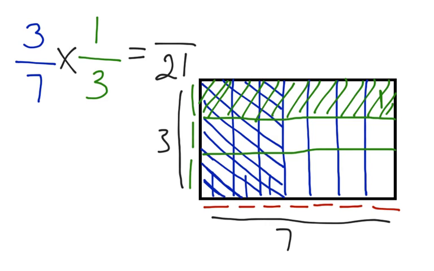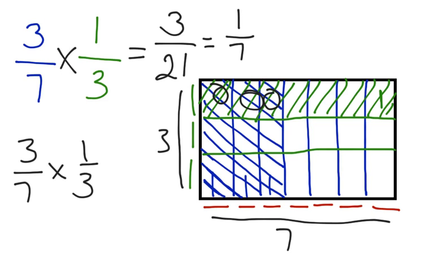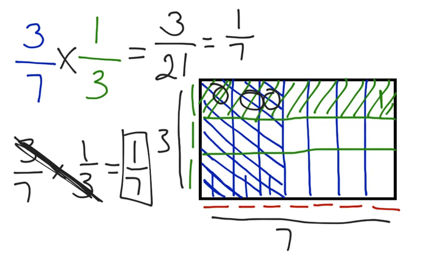Now we take a look at how many are shaded in with both colors, or shaded in twice. And it looks like this one, and this one. So we've got 3 of those. 3 over 21. Now, it's not reduced. 3 actually is the greatest common factor. So that can reduce to 1/7. Now, if I were doing it this way, 3/7 times 1/3, I see that these cancel out. So we don't even need to deal with that. And what we end up with is 1/7, looking at it diagonally this way. So that's how you multiply fractions using a grid.